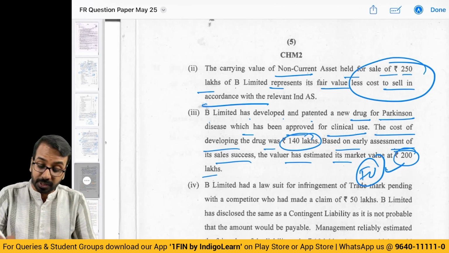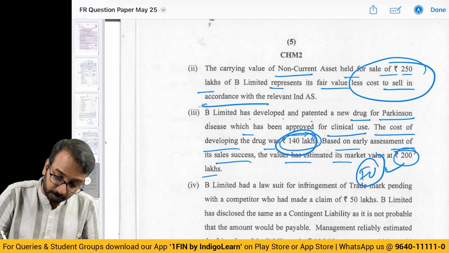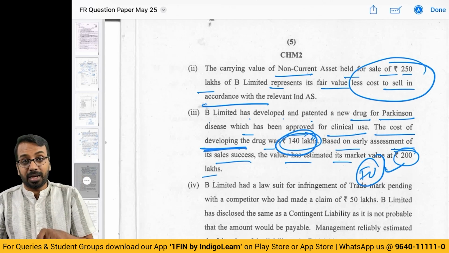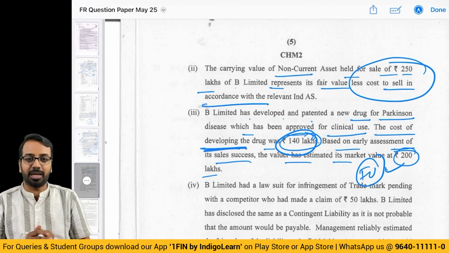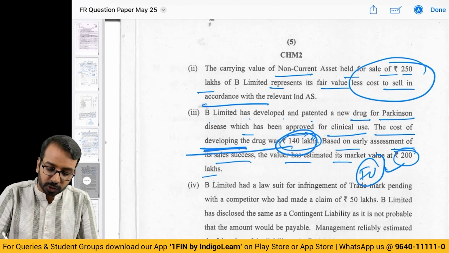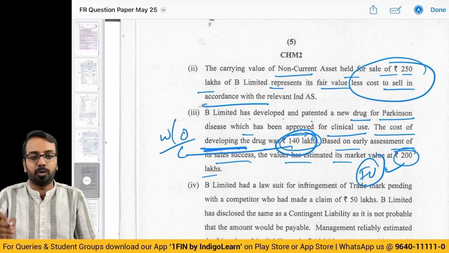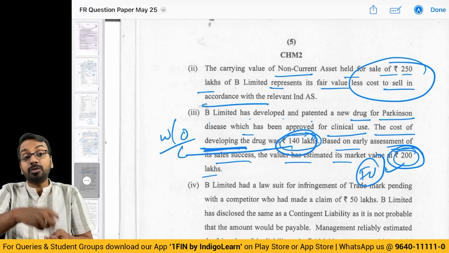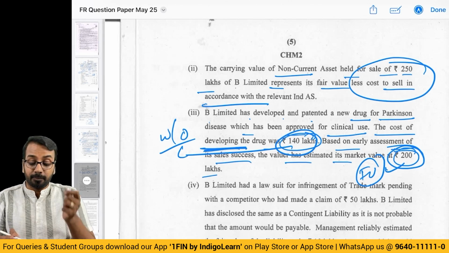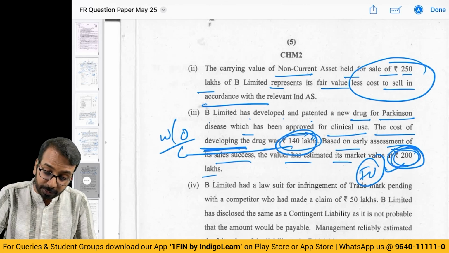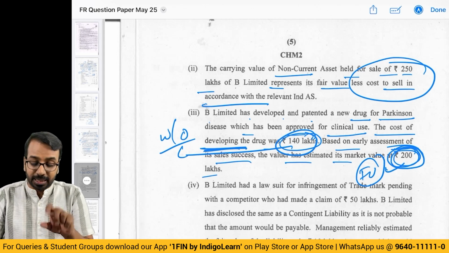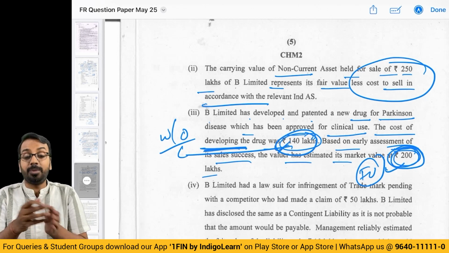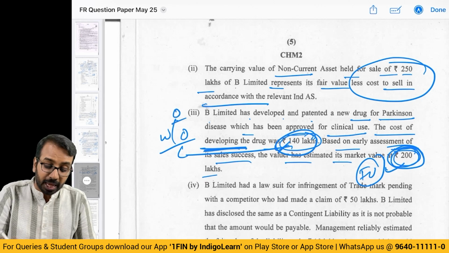The other problem is this 140 lakhs, and they have said developing. Has it been recognized as intangible asset? The question doesn't have any information on intangible. Means what we'll assume, this 140 lakhs has been written off in the books. And now we are capitalizing 200 lakhs. This is okay. But when it comes to deferred taxation, how to consider? Because the carrying amount will be 200. How much will be the tax base? Tax base we will assume this 140 lakhs has already been written off. It has already been expensed. So tax base is 0 and accordingly we will do.